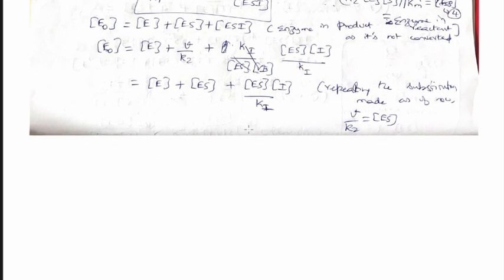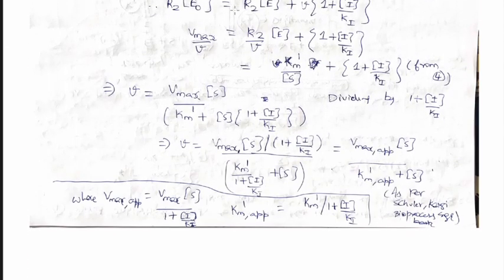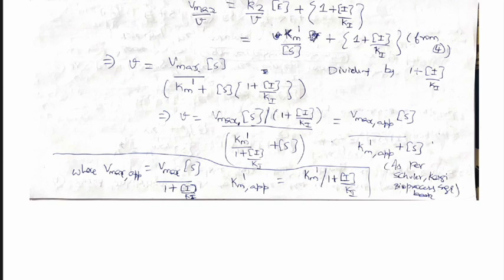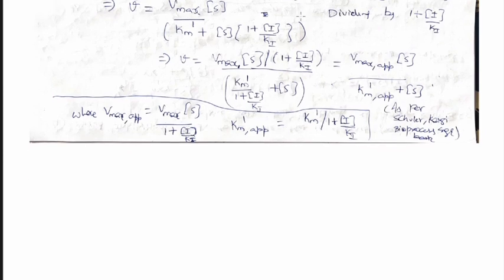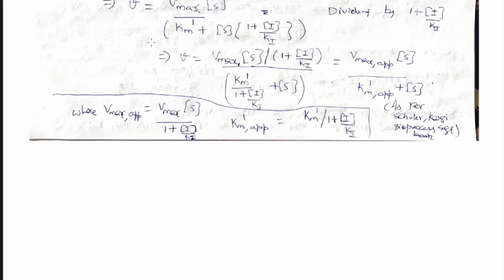Similarly, we do the calculation here. Therefore we get E plus ES plus ESI, and then we do the multiplication, we substitute the values, and finally we get the value. This big value we get: V is equal to V max into S by Km dash plus S into 1 plus I by Ki. So V is equal to V max S divided by 1 plus I by Ki divided by Km dash by 1 plus I by Ki plus S. So by writing this Km dash value, Km dash becomes Km dash app and V max becomes V max app.